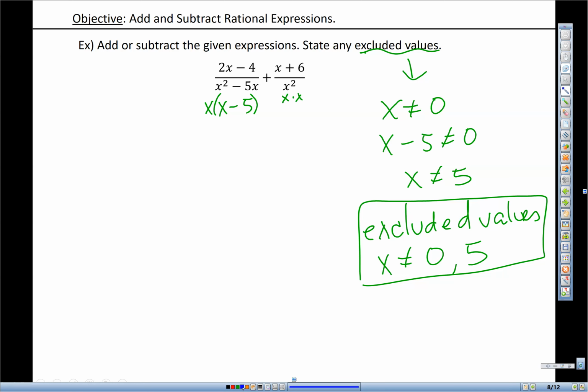So now I'm looking at doing my addition. So again, same procedure. I need my lowest common denominator.